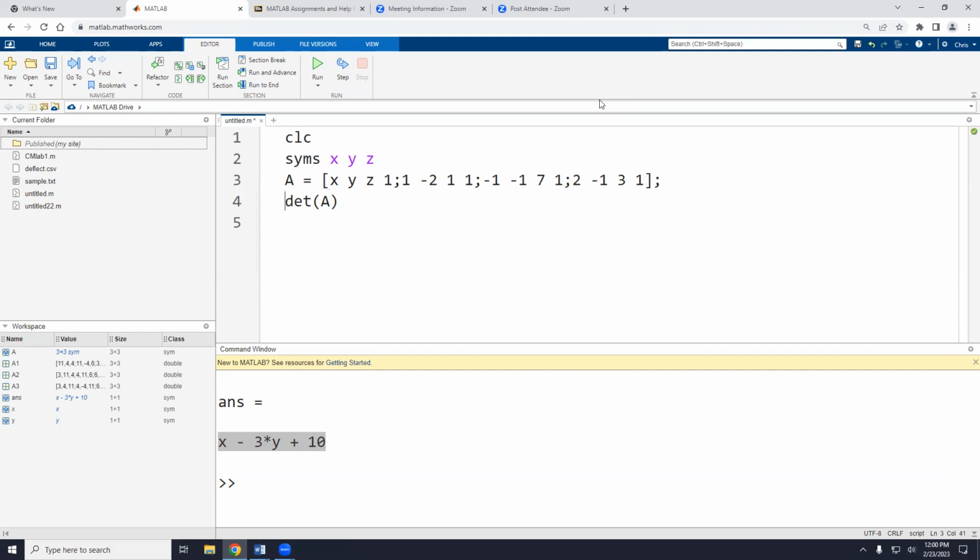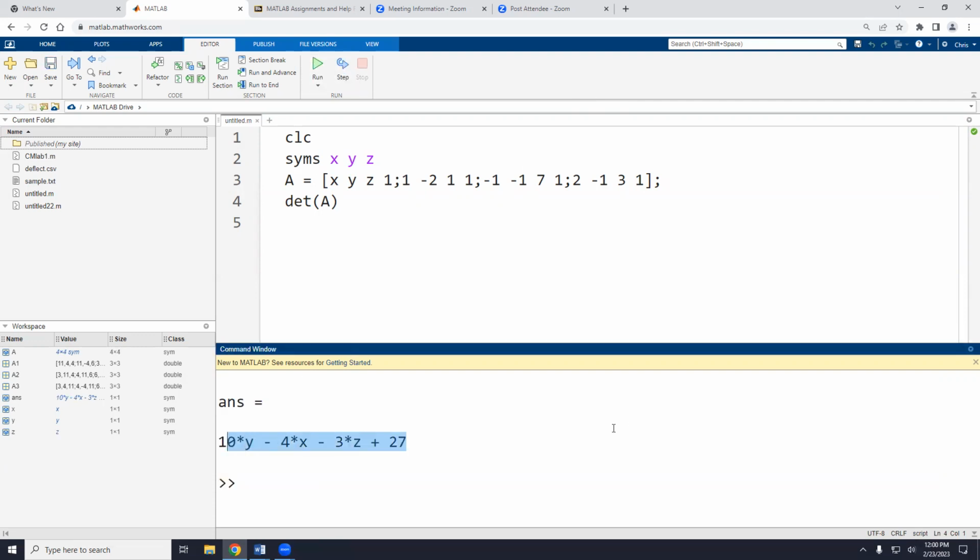Now I'm going to find the determinant of this matrix, and it gives us this as the equation of the plane. You notice it doesn't give it to us in a nice order; we'd like it as x, y, z. I don't think it matters though, right, guys? So we're going to get that 10y minus 4x minus 3z plus 27 equals 0.